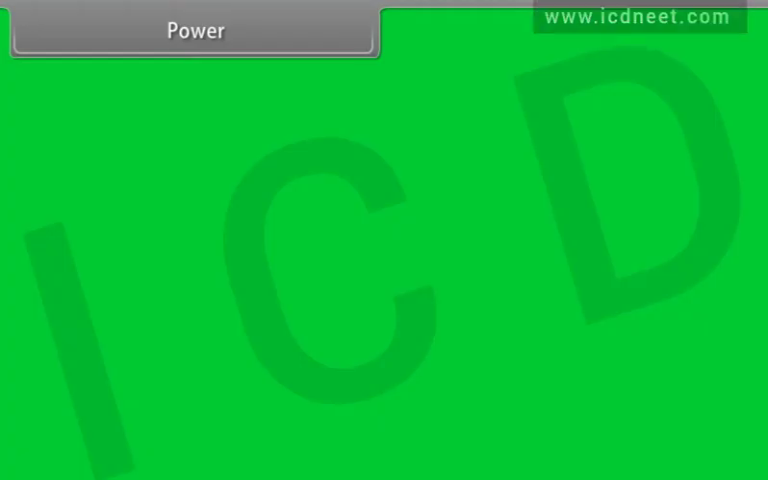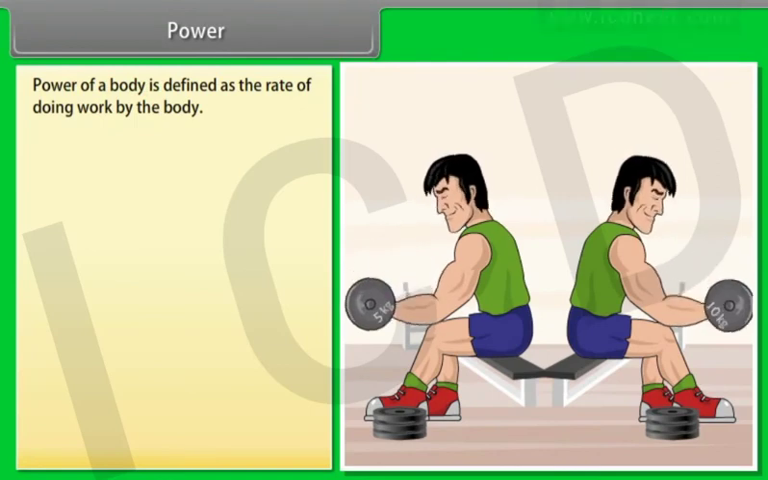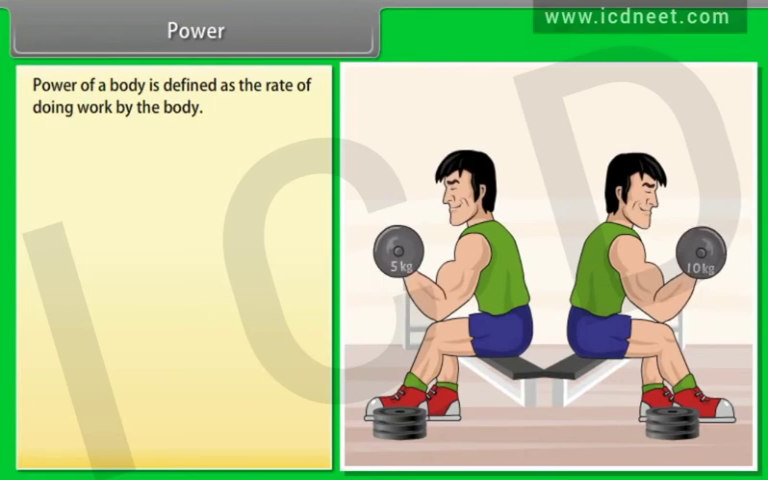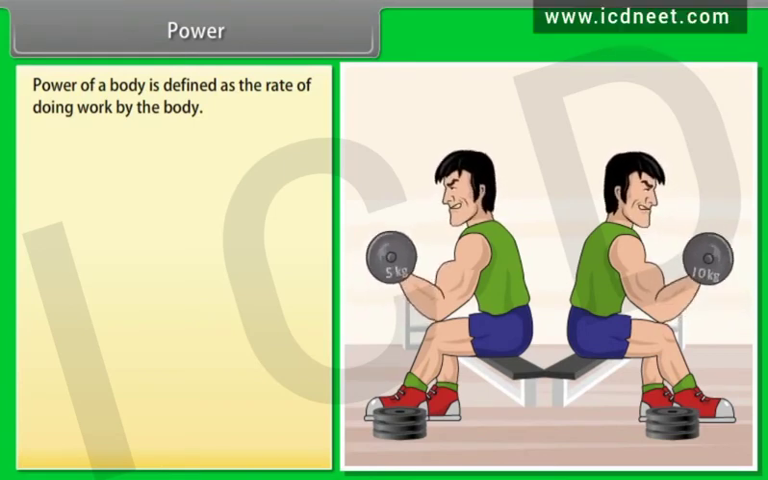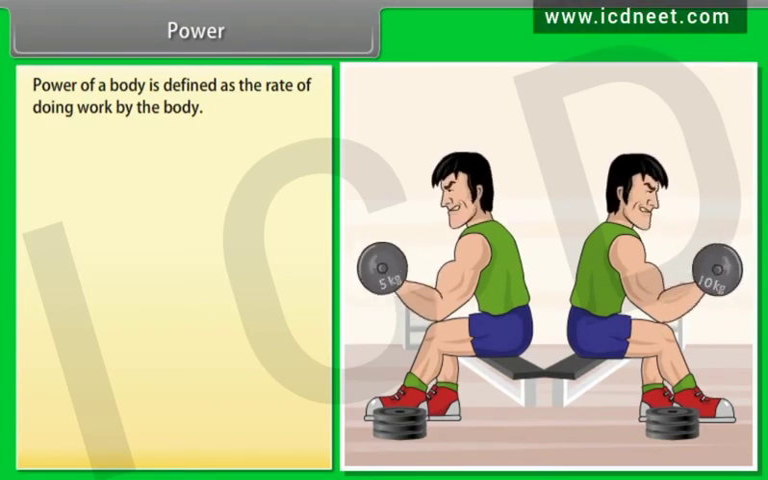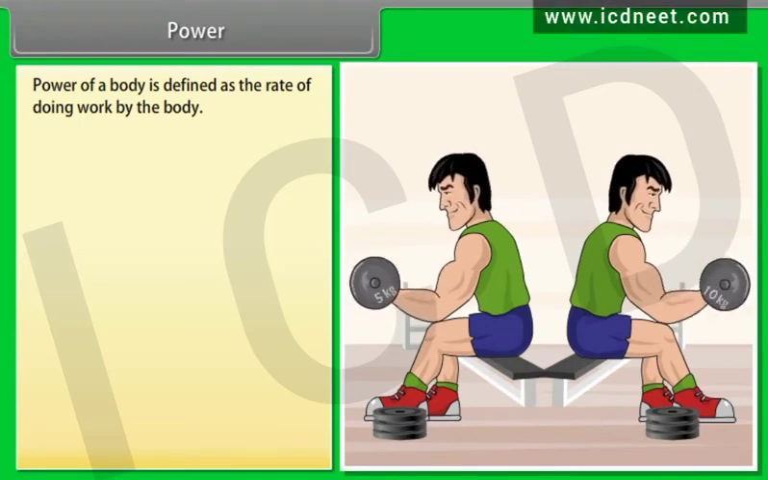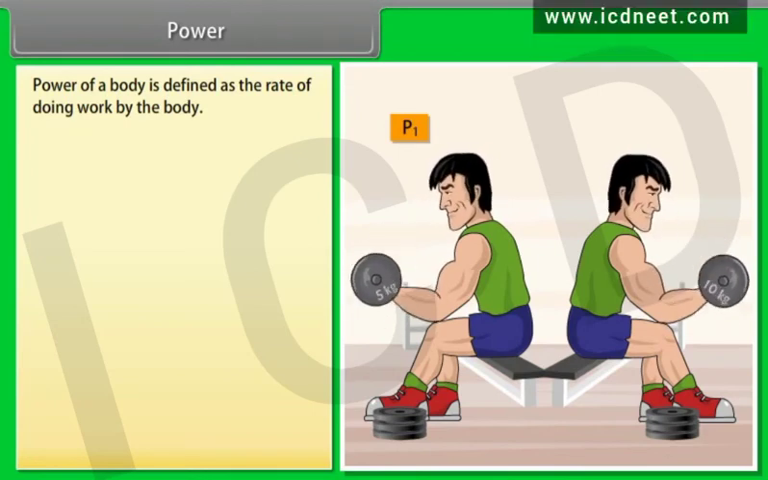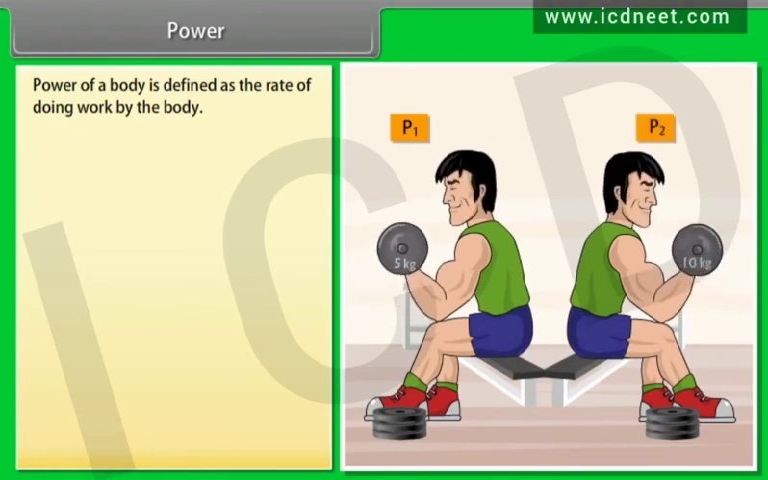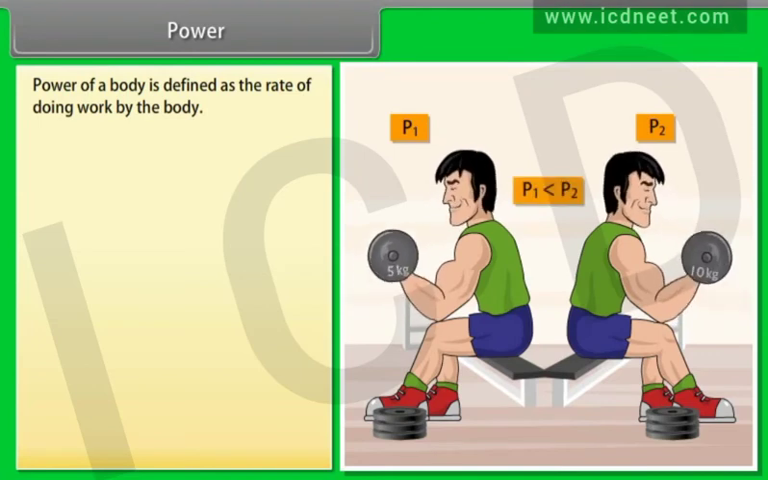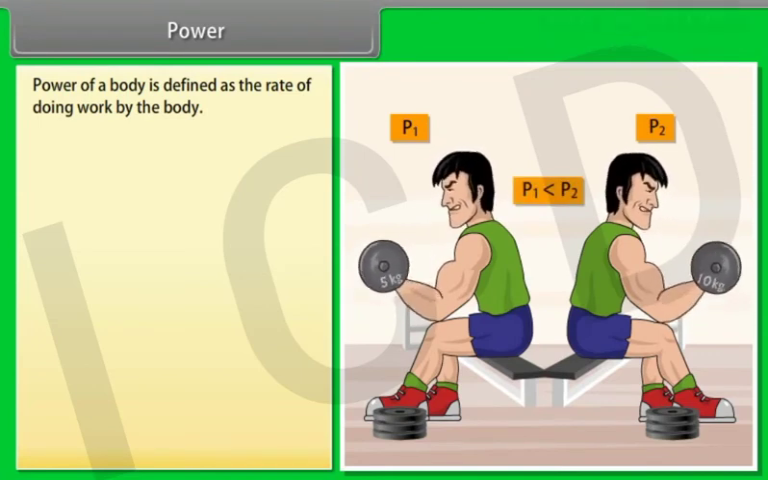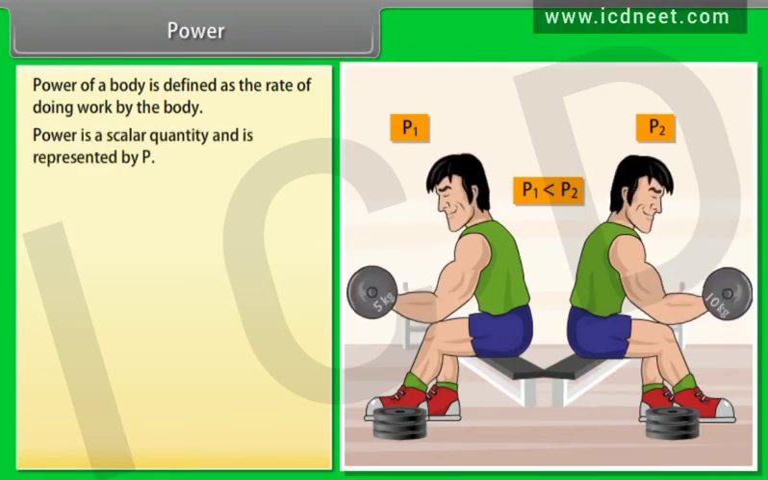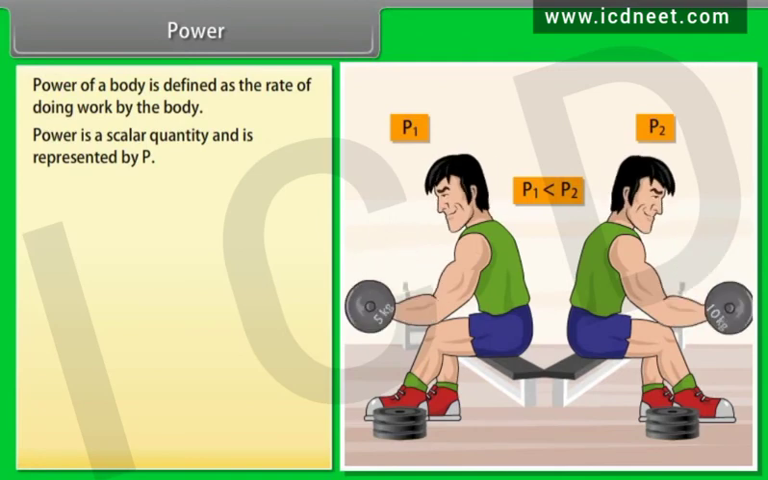Power. Power of a body is defined as the rate of doing work by the body. Let us take an example. A boy is doing exercise using a dumbbell. When he used the dumbbell of 5 kg, he applied power P1. And when he used the dumbbell of 10 kg, he applied power P2. Hence, the power rating is high when he used the dumbbell of 10 kg as compared to the dumbbell of 5 kg. Power is a scalar quantity and is represented by P.